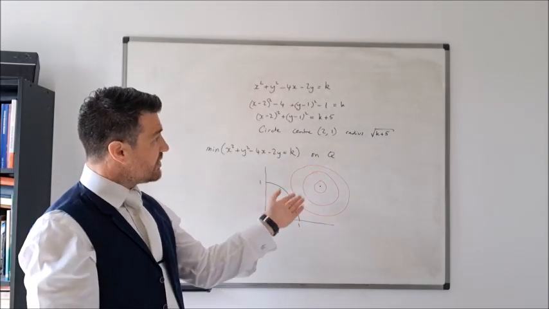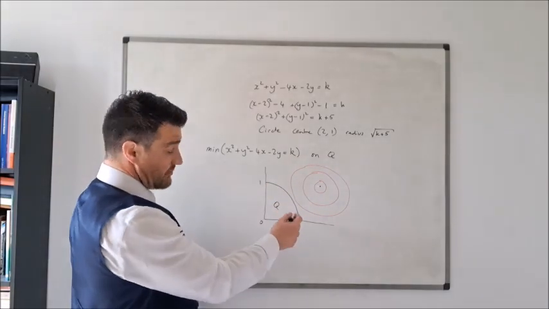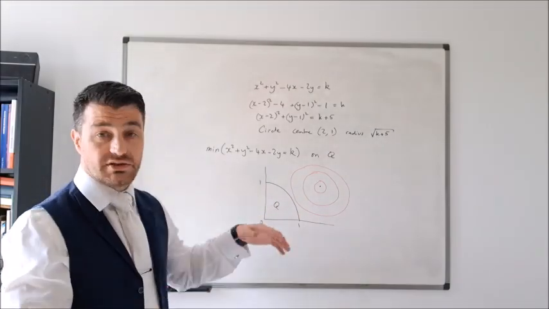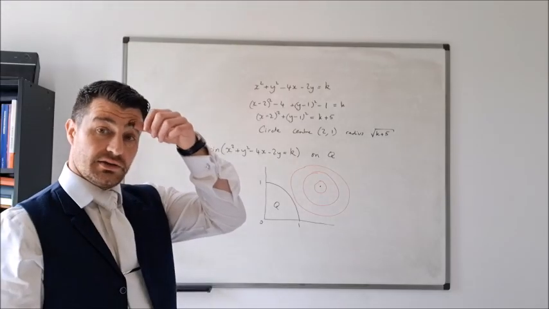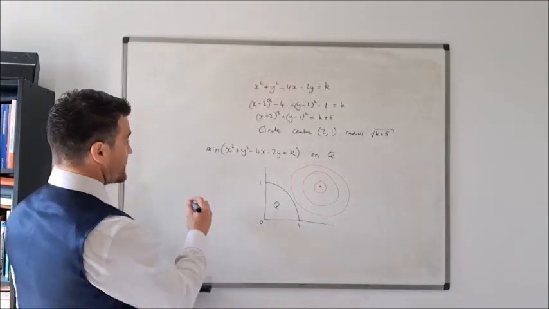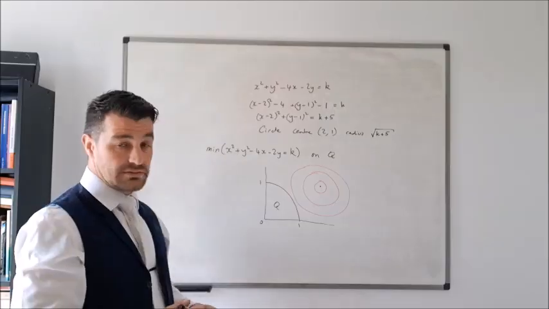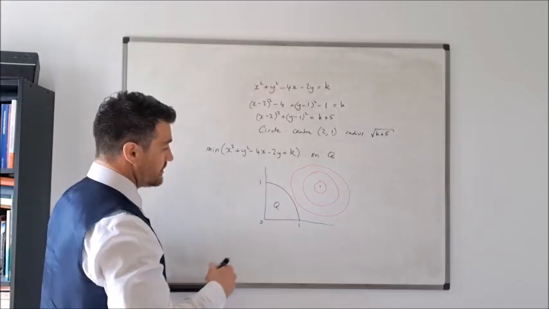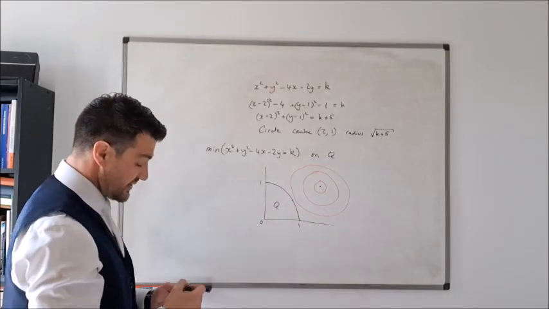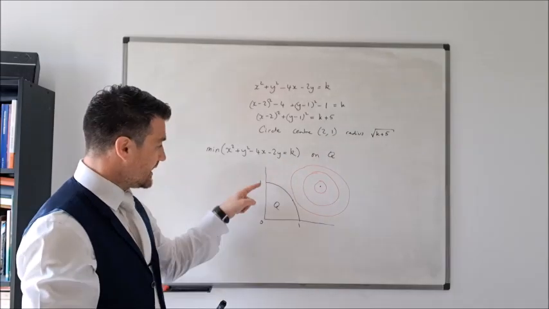So I'm wanting the smallest value of k such that this circle is going to be tangent to my region Q, which happens to be bounded by a quarter circle of x squared plus y squared equals 1. So what do I need to do? I don't need to find where the point of contact is, I just need to consider where that point of contact is going to be. I don't actually need to find the coordinates of it. I need to think about its relationship to the circle over here and this circle here.